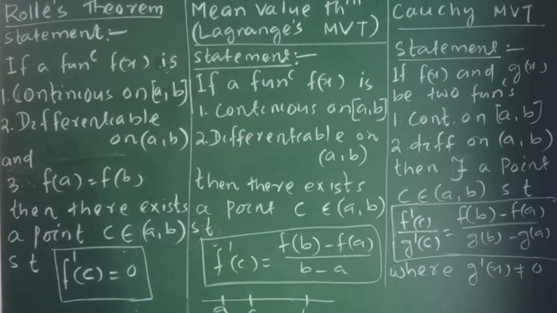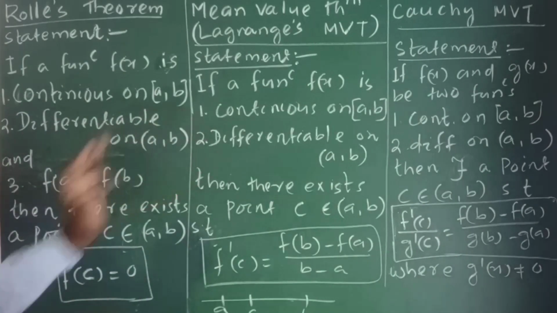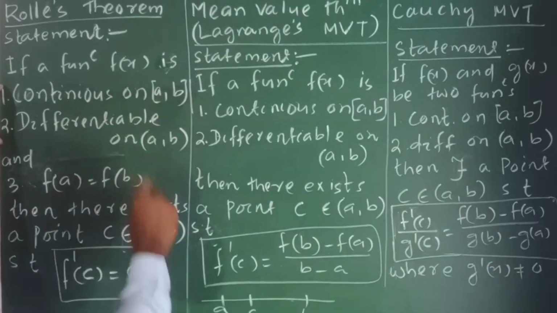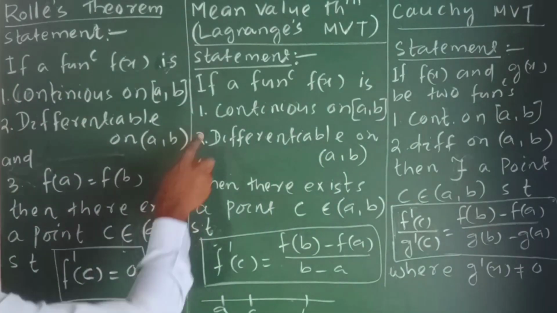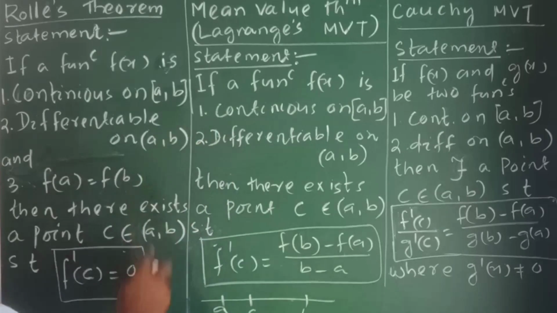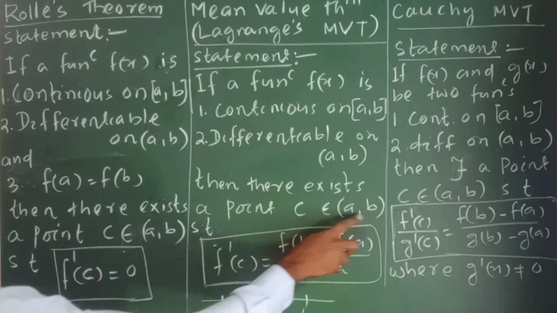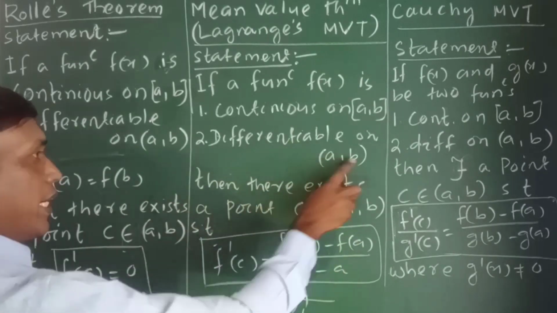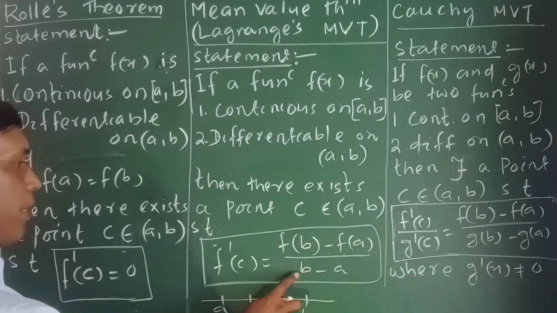And the statement of mean value theorem or Lagrange's mean value theorem is, if we compare these two theorems, then the first two are same. Means if a function f of x is continuous on a closed interval AB, differentiable on open interval AB, the first two conditions are common. If any function satisfies these two conditions, then there exists a point C in between A and B. In between A and B, there is a point C where the first derivative f dash C is equal to f of B minus f of A by B minus A.